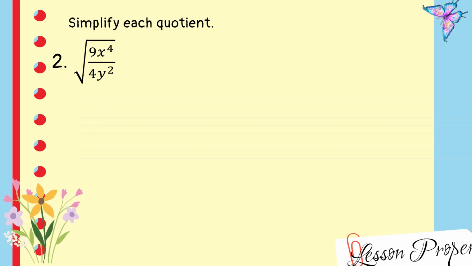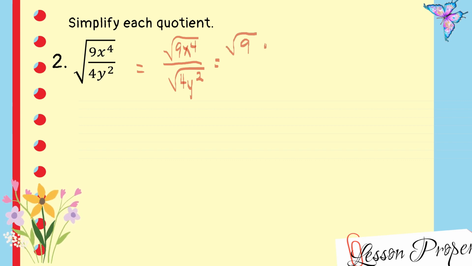Next, number 2. Square root of 9x raised to 4 over 4y squared. So we separate the two. We get square root of 9x raised to 4 over square root of 4y squared. And by the product law, or the product rule of radicals, square root of 9x raised to 4 can be written as the square root of 9 times the square root of x raised to 4, and square root of 4y squared can be written as the square root of 4 times square root of y squared.